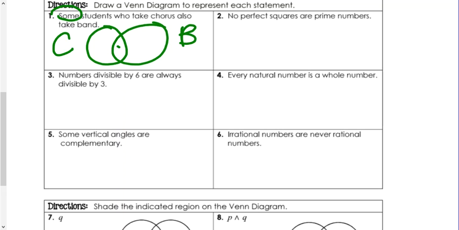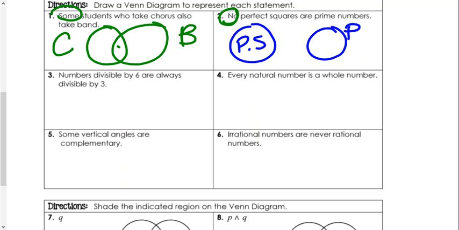Number 2, no perfect squares are prime numbers. Well, this is my keyword, no. So that's going to be the 3rd option that we had, where no perfect squares are prime numbers. P for prime. Okay. So there's my Venn diagram.